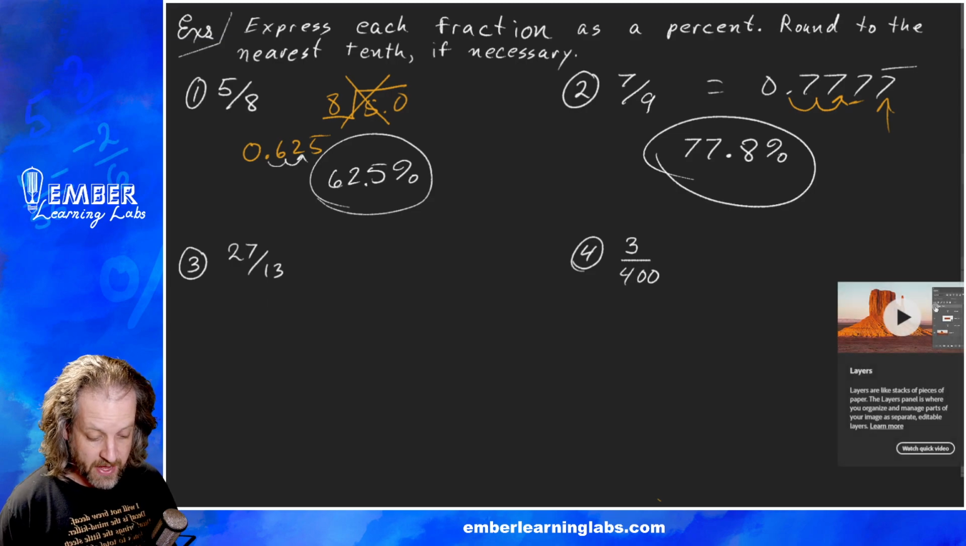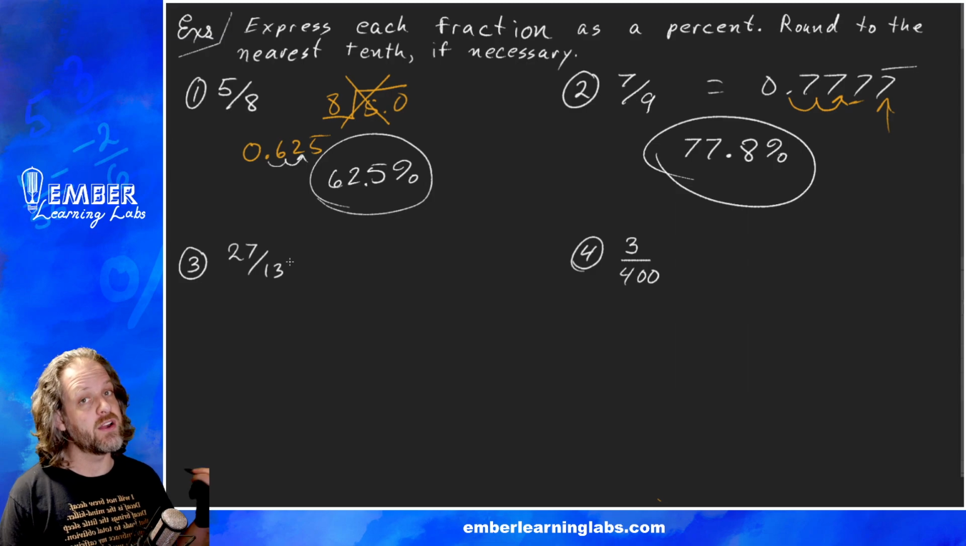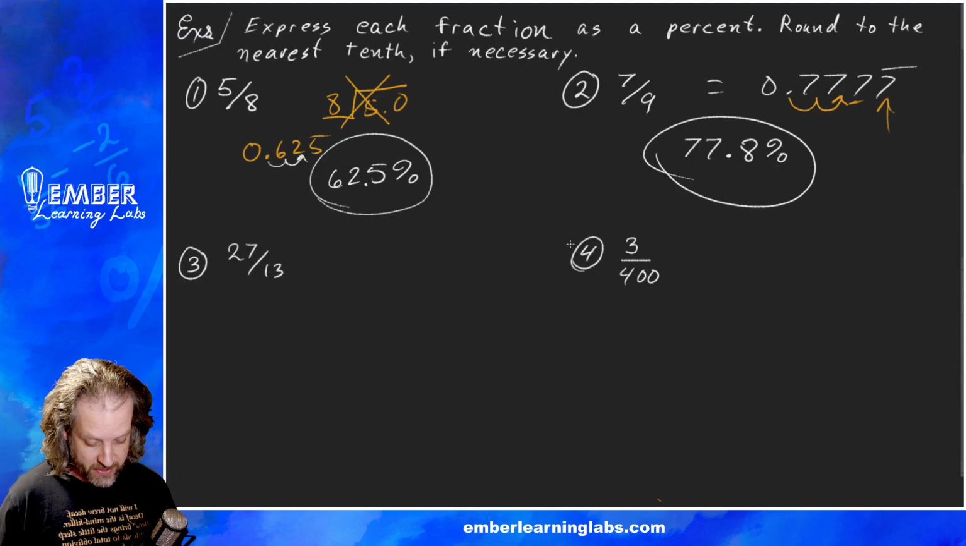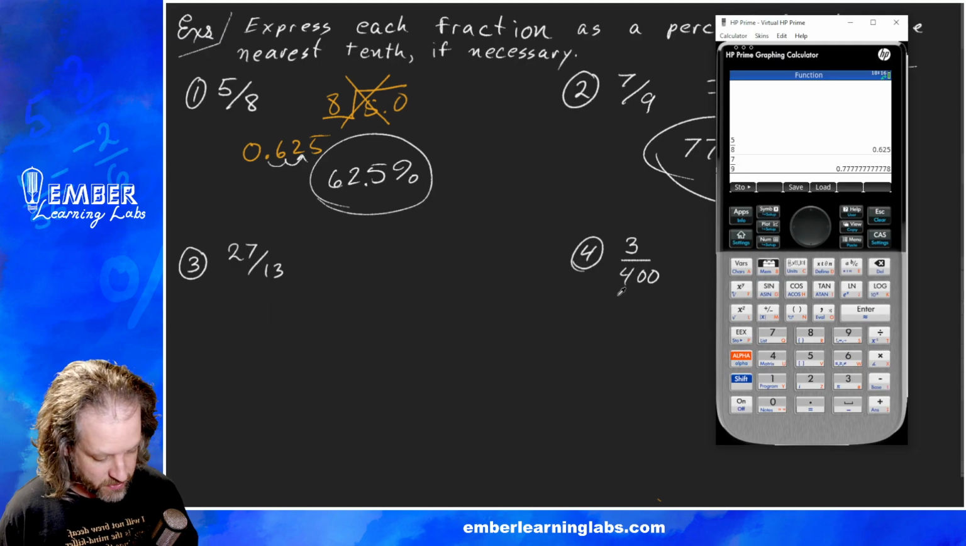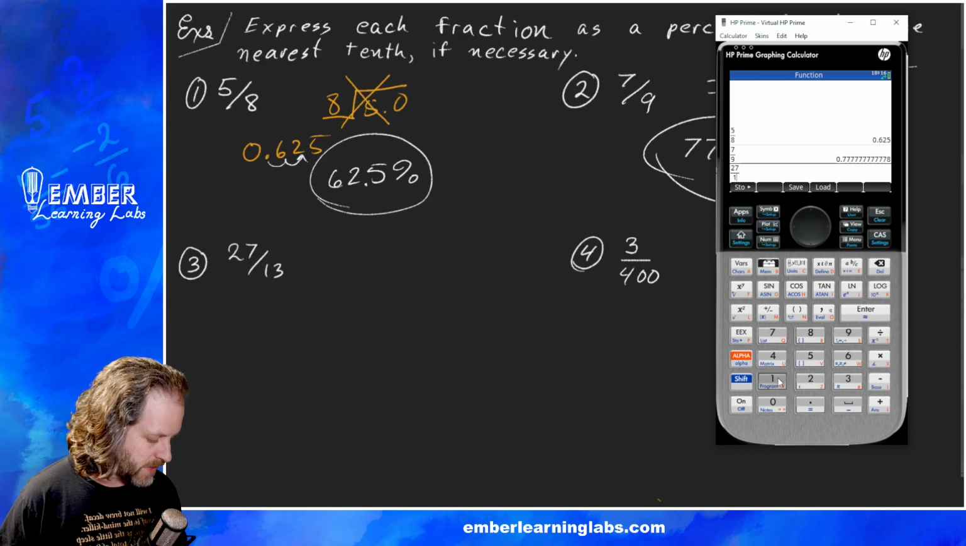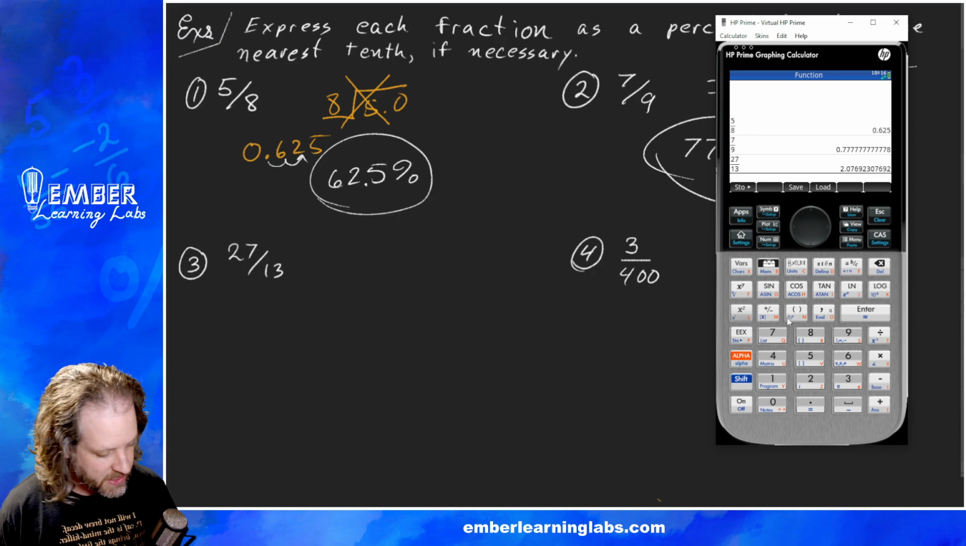All right, let's do this one. Now this 27 is bigger than 13, so we're going to get something greater than 1, so we're going to have more than 100%, right? That's the kind of thing we're looking for on those kind of problems. So 27 divided by 13 equals 2.0769, et cetera, et cetera, et cetera.